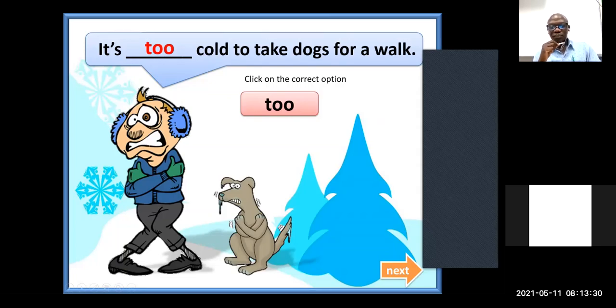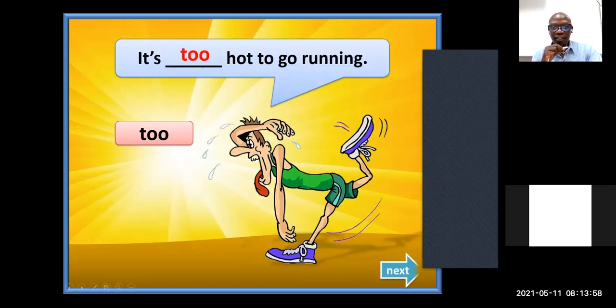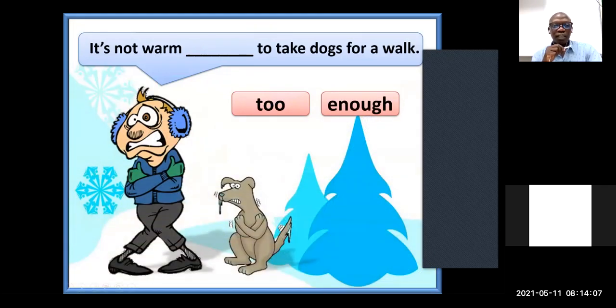Let's check the next question. It's dash hot to go running. Should we use too or enough? You can help him, please. Other students, don't just keep quiet. You can tell him the answer and we solve this as fast as we can. Correct. Thank you so much. It's too hot to go out running. Means very, very hot.